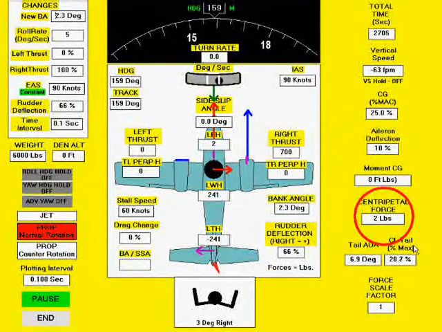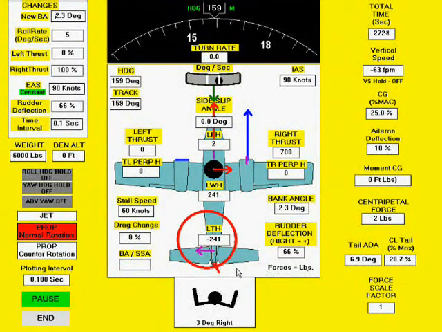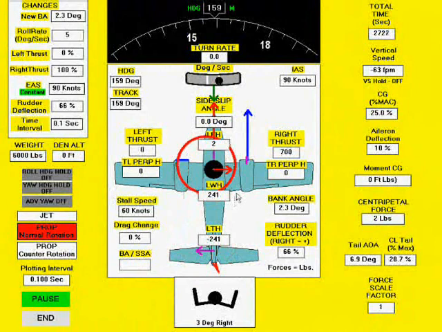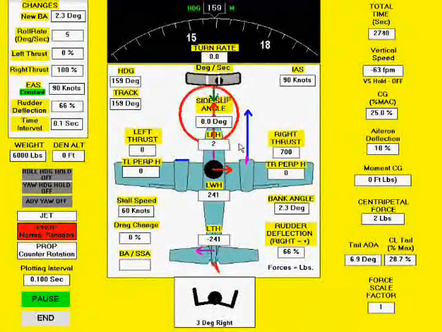This is to be expected since when no turn is occurring, the ball sits in the lowest point in the raceway. This 2-degree bank angle is typical for light twin-engine airplanes.